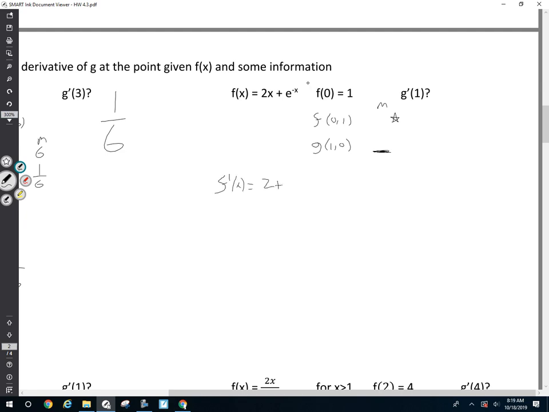2 plus, remember e to the negative x, its derivative is negative e to the negative x. If I plug in 0, I get 2 plus negative e to the 0. So that's 2 plus negative 1, so that's 1. So this slope is 1. The reciprocal is also 1.